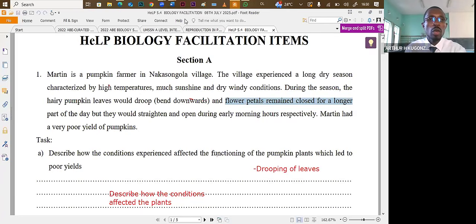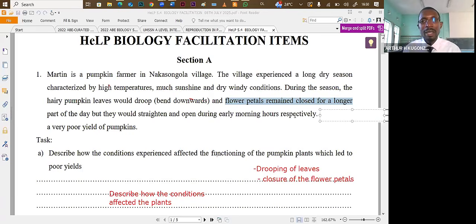So I'm also going to advise you to note it down. Our second point is closure of the flower petals for a longer part of the day. Then I'll continue reading. Then I'm saying, but they would straighten and open during early morning hours, respectively.